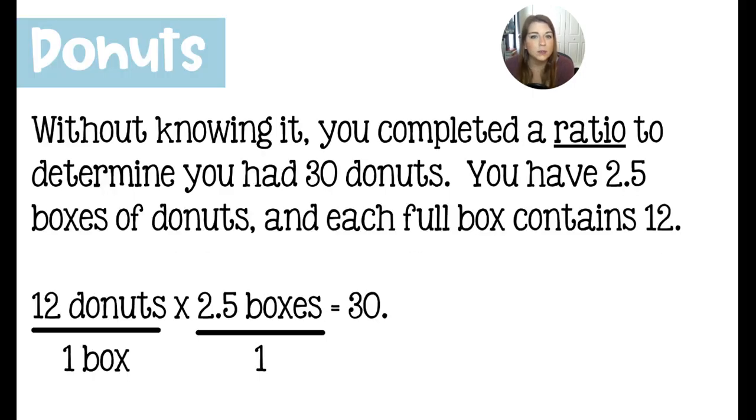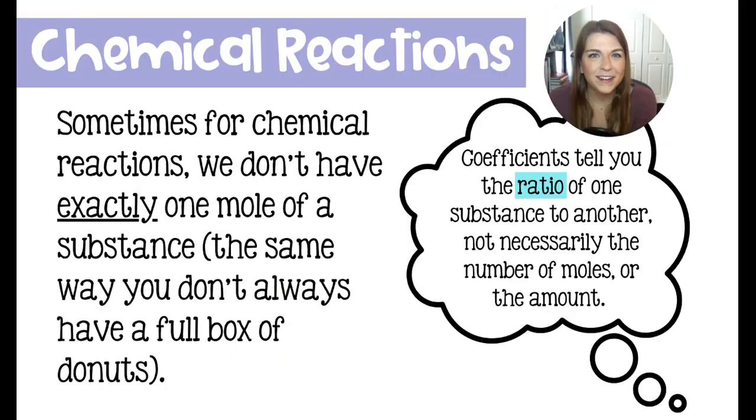Now, without really knowing it, or maybe you did know it, you completed a ratio and decided that there are 12 donuts per box and you have 2.5 boxes of donuts. So you would cross multiply that to get a value of 30 for your total number of donuts. Okay, fine. How does this relate to chemical reactions? Well, sometimes we're not working with a full mole of a substance. In fact, most of the time, we're not working with exactly 1 mole of a substance. So when we have this situation, we are going to use a ratio to figure out exactly what's going on.